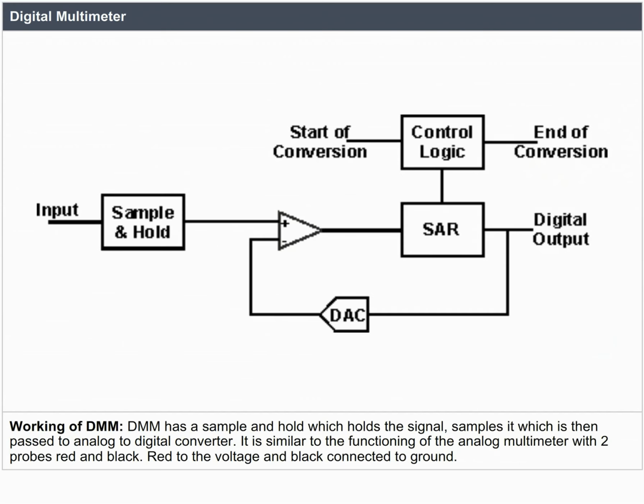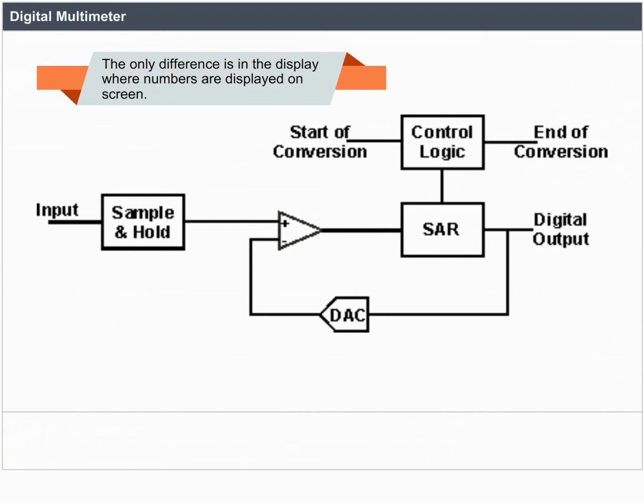Working of DMM. DMM has a sample and hold, which holds the signal, samples it, which is then passed to analog to digital converter. It is similar to the functioning of the analog multimeter with two probes, red and black. Red to the voltage and black connected to ground. The only difference is in the display, where numbers are displayed on screen.